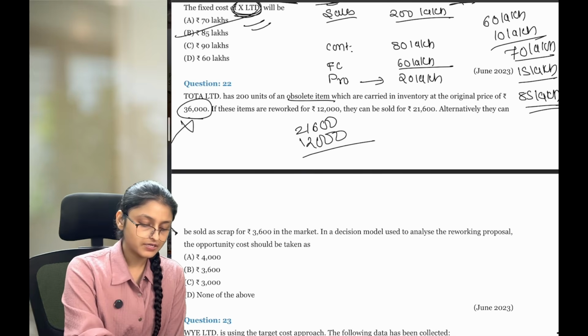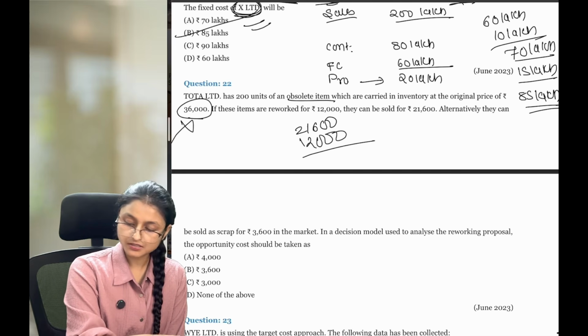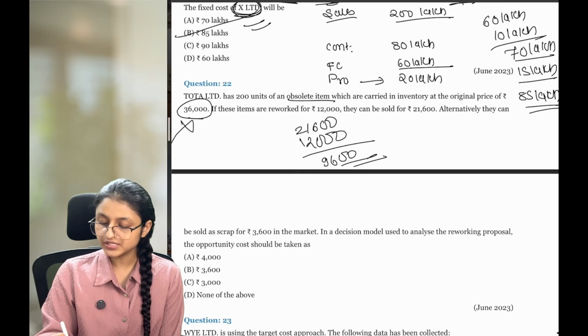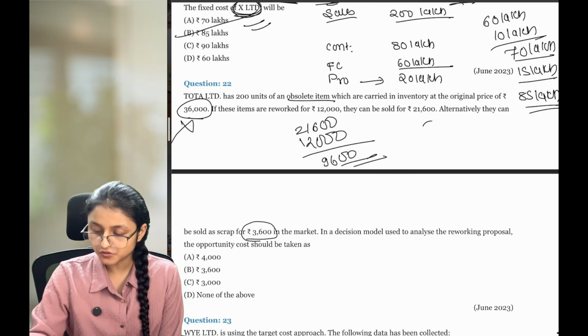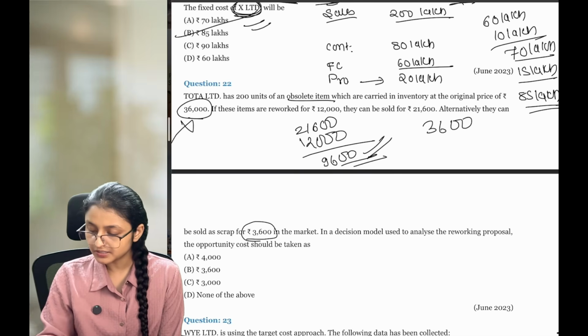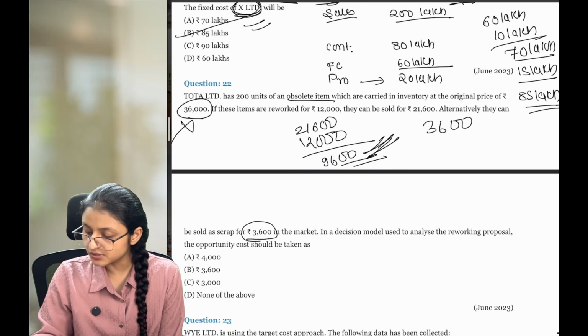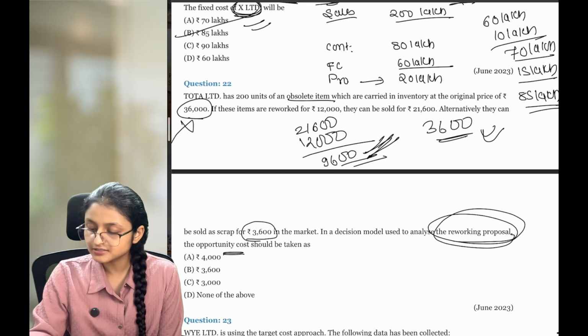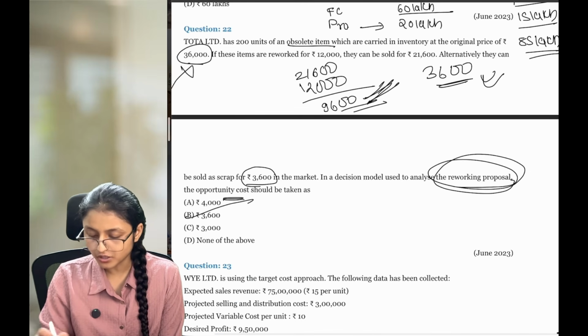So 21,600 minus 12,000 will give you 9,600 as the profit here. Alternatively, they can be sold at a scrap value of 3,600. So out of these two, which one you are going to prefer? You are going to prefer this one. If you are preferring this one, which is a reworking situation, then what is the opportunity cost of the same? 3,600, the next best alternative which you foregone.